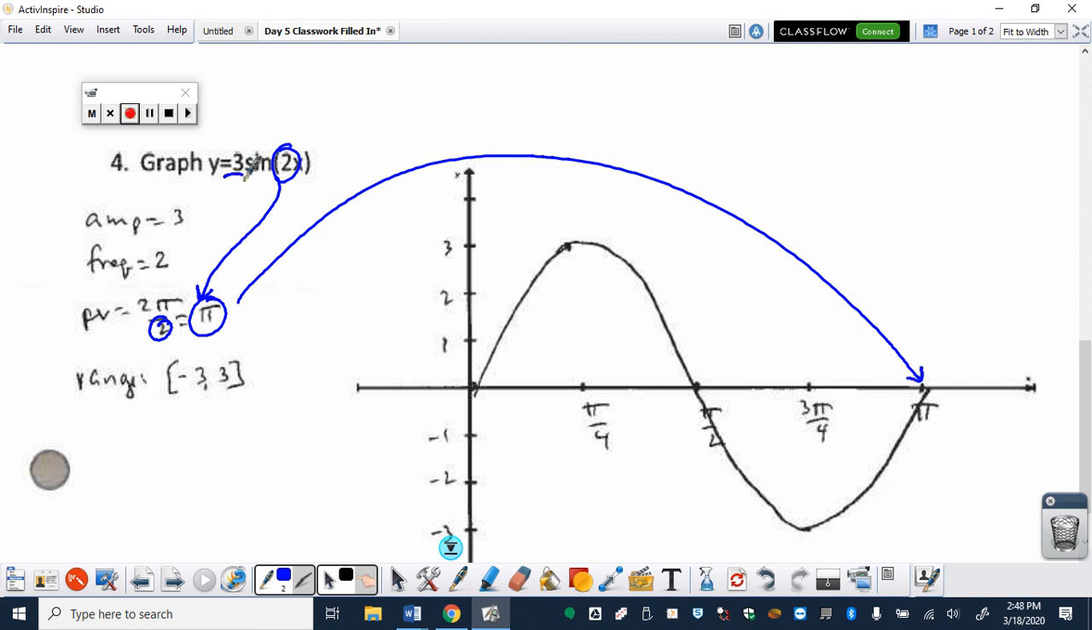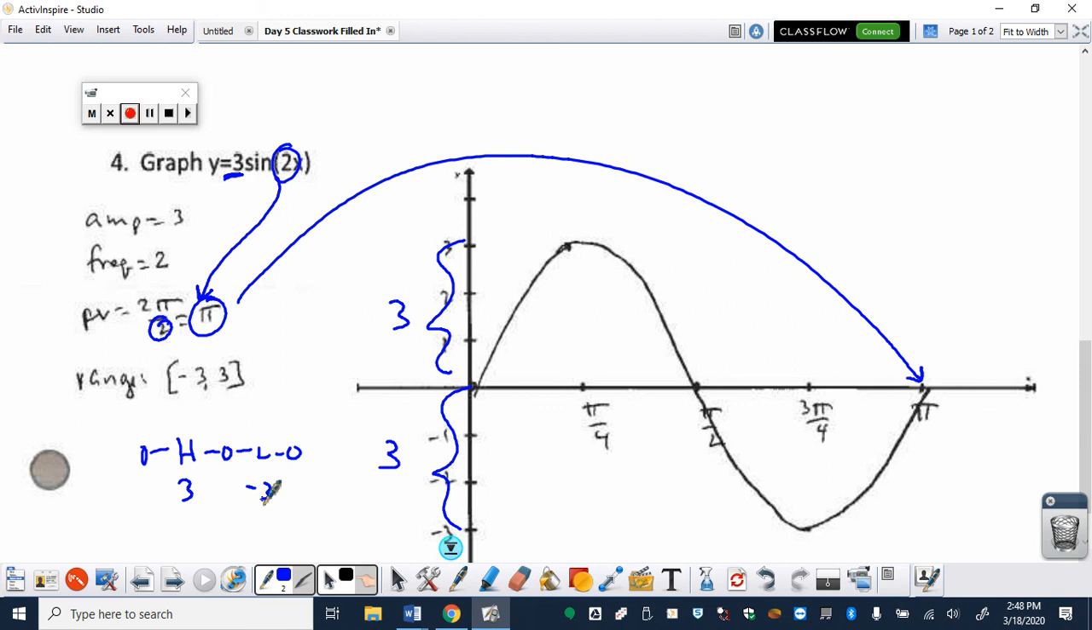Amplitude is 3, so that means we're going to be 3 units away from the midline going up and 3 units away from the x-axis going down. So again, amplitude is always positive because it's measuring distance. And remember your sine: 0, high, 0, low, 0. So we're going to hit 3 at the high and hit negative 3 at the low.